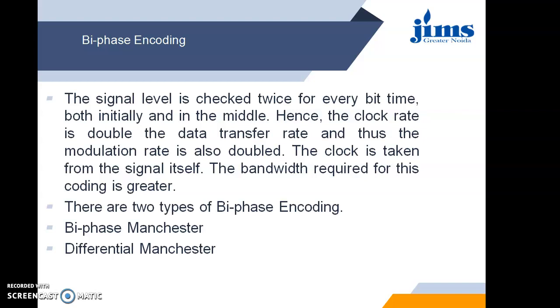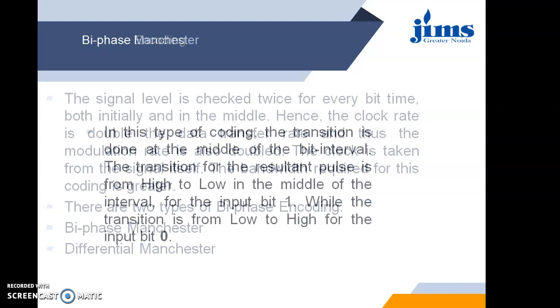Now we have biphase encoding. The signal level is checked twice for every bit time, both initially and in the middle. As the clock rate is double, the data transfer rate and thus the modulation rate is also doubled. The clock is taken from the signal itself, and the bandwidth required for the coding is greater. There are two types of biphase encoding, which are biphase Manchester and differential Manchester. These are again very popular line coding techniques, and also they are very important from the examination point of view.